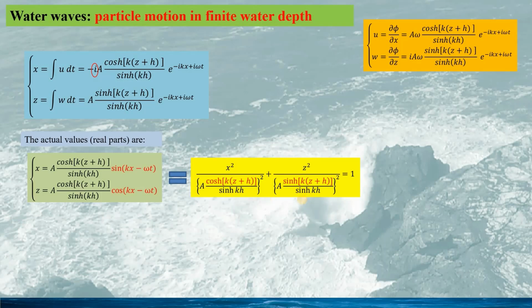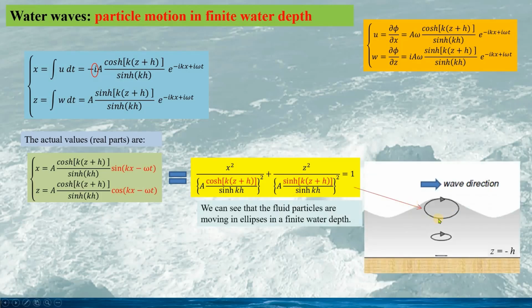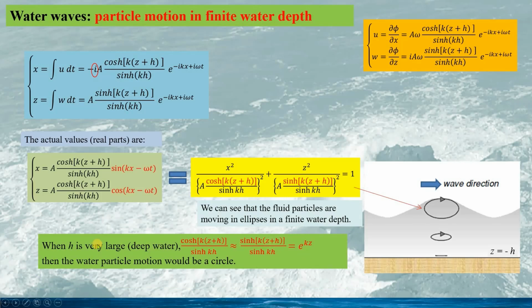This means the water particle motion in finite water depth is an ellipse, as seen here. However, if h is very large, in deep water, we have this approximation. And then this ellipse would have the same length on x and on z, and the ellipse would become a circle. This means in deep water, the water particle motion is a circle. This is the same as we have seen in the talk on linear wave theory.